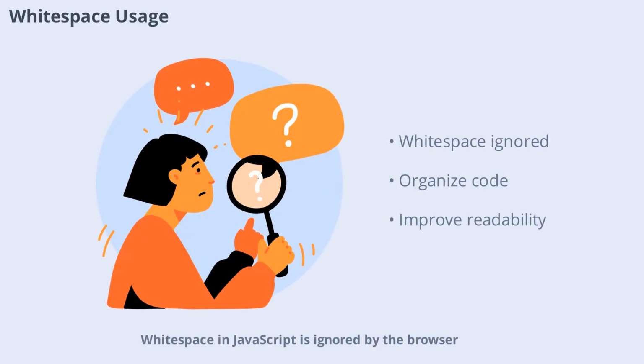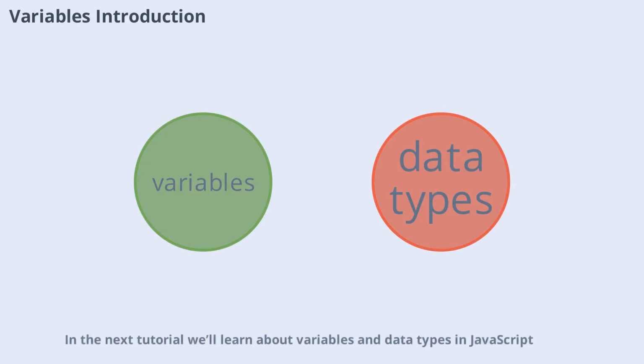Whitespace in JavaScript is ignored by the browser, but it helps make your code readable. Use spaces, tabs, and line breaks to organize your code. Clean and well-formatted code is easier to maintain. In the next tutorial, we'll learn about variables and data types in JavaScript.